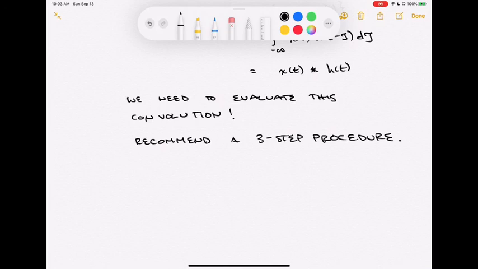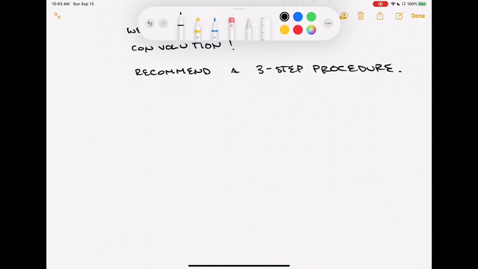When I first write the procedure, it's going to seem a little odd. It will take some practice for this procedure to really gel, to really make some sense, to where you can use it in a smart way. So what's the three-step procedure? The first thing that we're going to want to do is graph the arguments of the convolution integral.